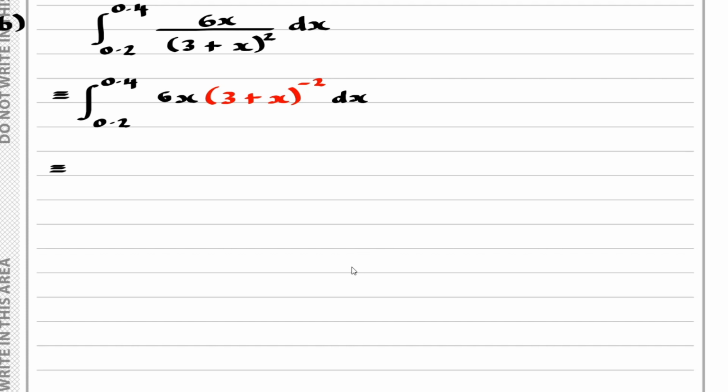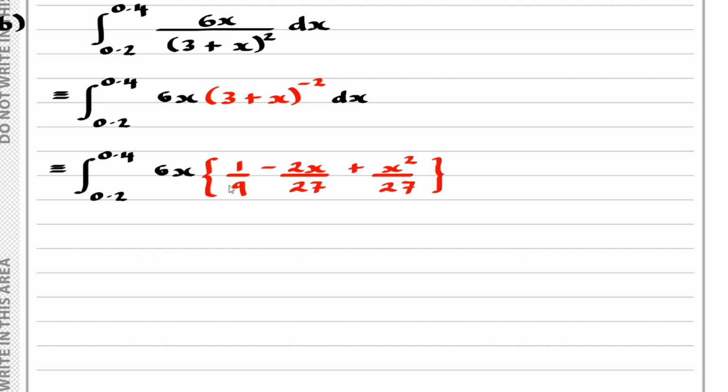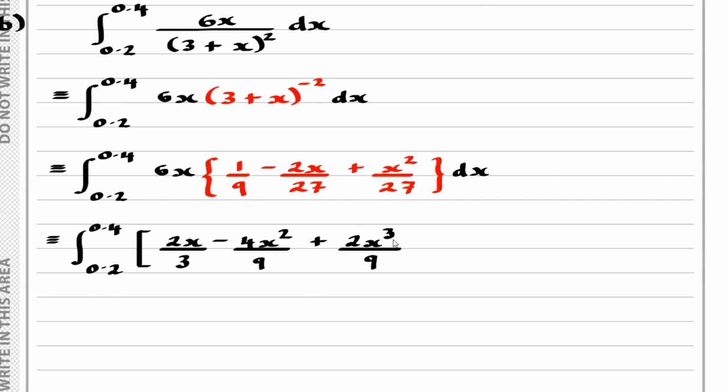So what this is equivalent to is the integral from 0.2 to 0.4 of 6x multiplied by a ninth subtract 2x over 27 plus x squared over 27 with respect to x. And now if I multiply 6x by each of these terms in the bracket, well, 6x times a ninth, that's 2x over 3. 6x times negative 2x over 27, that's negative 4x squared over 9. And 6x times x squared over 27, that's 2x cubed over 9.